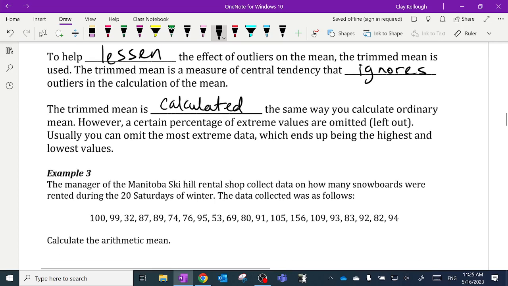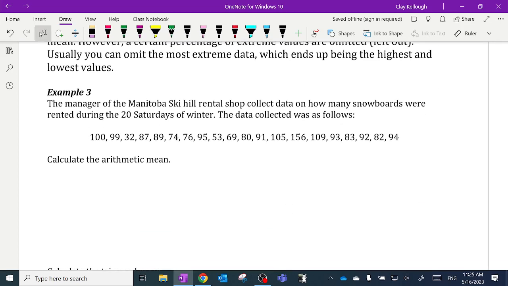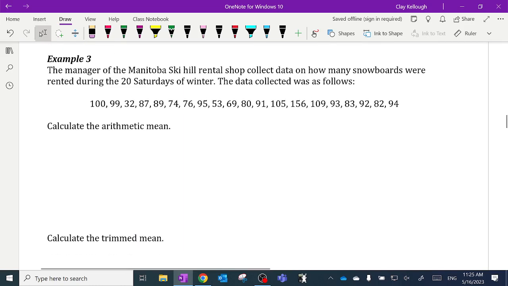All right, so the manager of the Manitoba Ski Hill rental shop collects data on how many snowboards were rented during the 20 Saturdays of winter. The data collected was as follows, and there's the number of things that were rented. Calculate the arithmetic mean. In other words, let's add all that up and divide by the number of things.